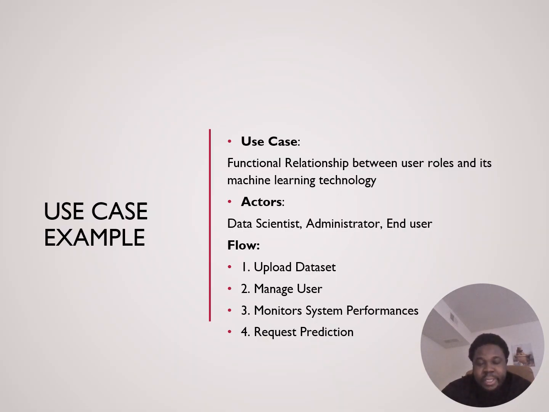The next thing I will be talking about is my use case examples. The use case for my project, Walmart supply chain and inventory system, was the functional relationship between the user roles and its machine learning technology. The actors involved were the data scientists, administrator, and the end users.